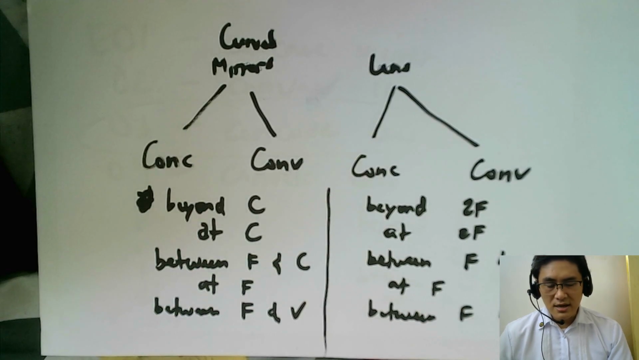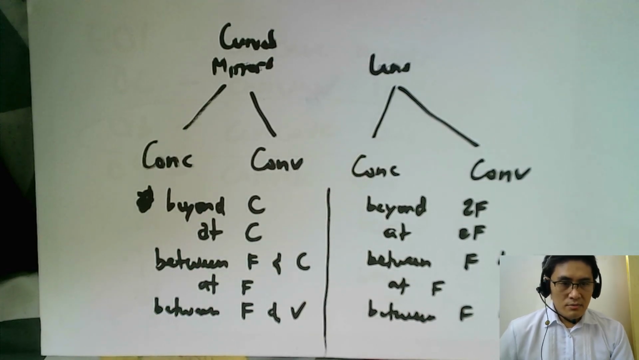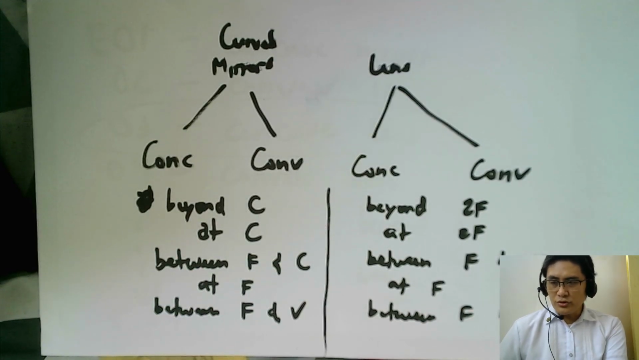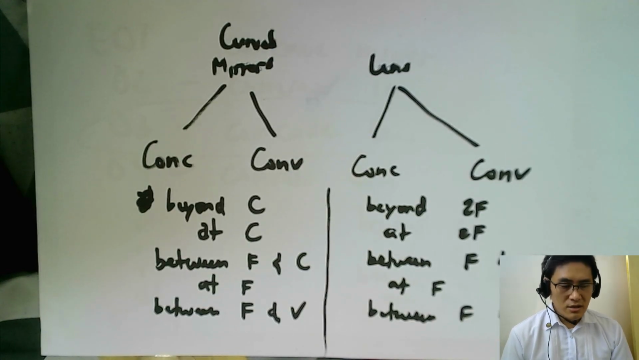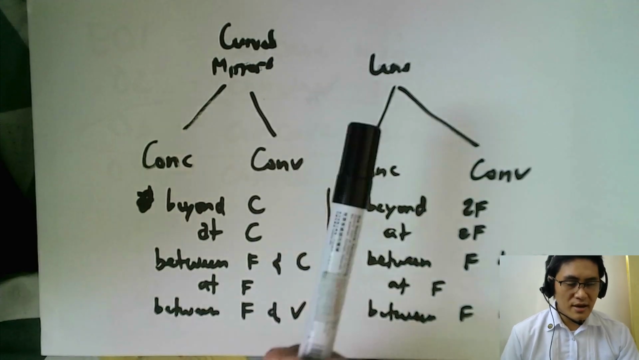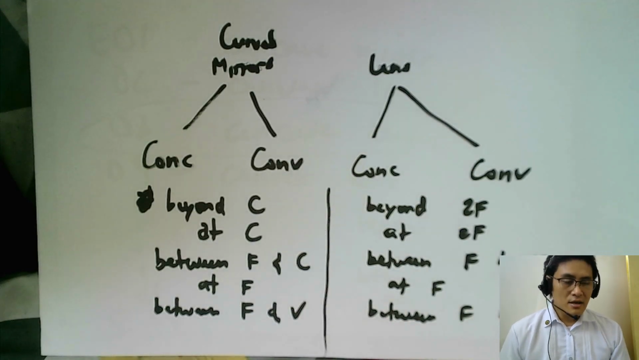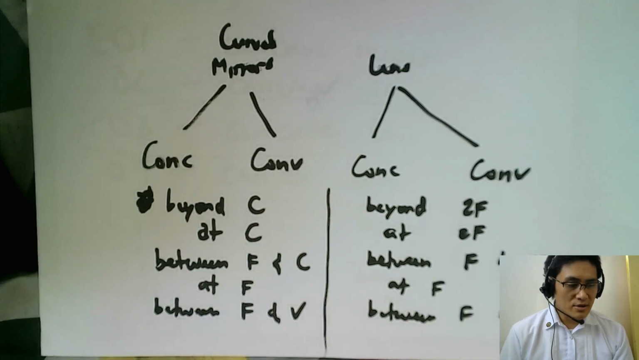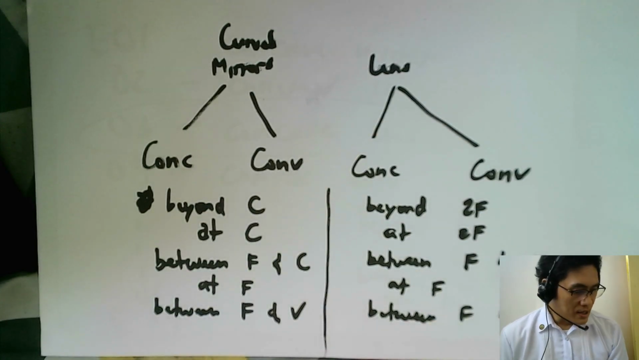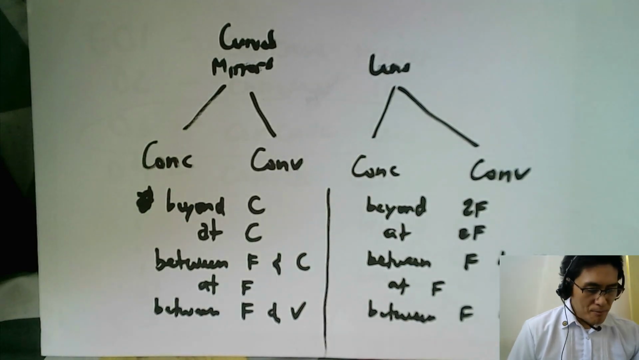That will be told to you during the synchronous class so that you will know which is your assignment. So it could be that you are assigned for a concave lens and you do five cases and that's it. Or it could be that you're assigned for a convex mirror and that would be your assignment. Okay?